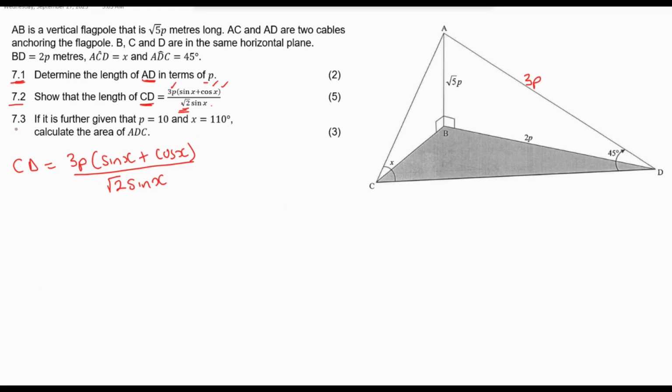Welcome back. Let's do question 7.3. AP is a vertical flagpole that is root 5p meters long. We've discussed that in the previous questions.